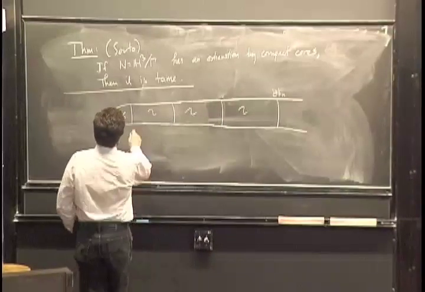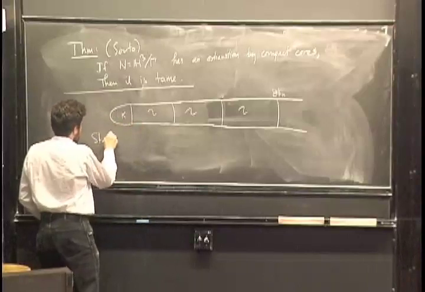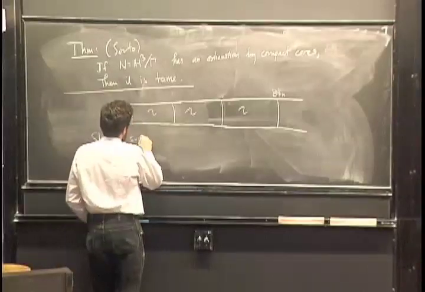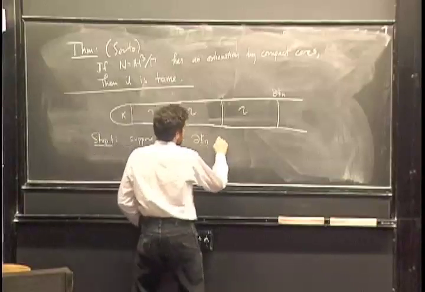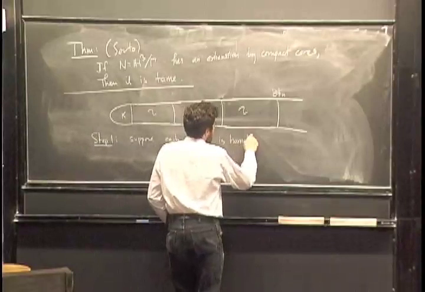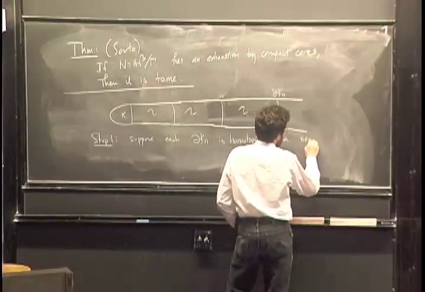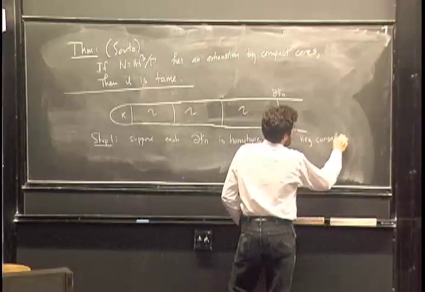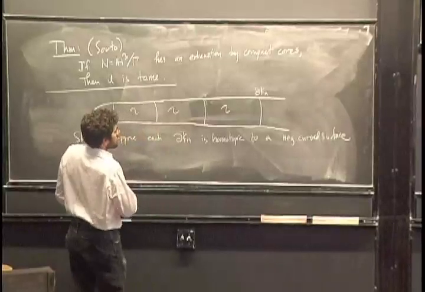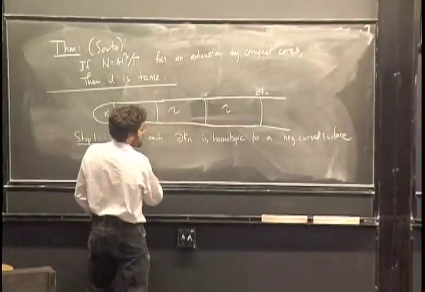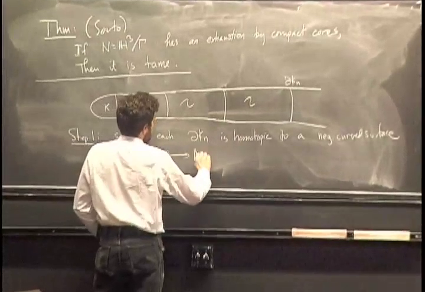So step 1, which I'm not going to justify yet, I'll come back to it. Suppose each boundary of K_n is homotopic to a negatively curved surface. This one doesn't have to be an embedding. Let's call it sigma_n, which is mapped into N.